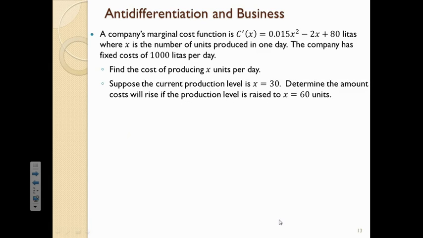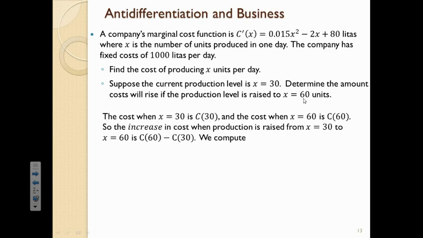Now, another application with this would be, suppose that you currently produce 30 units. The current production level is X is equal to 30. Determine the amount cost will rise if you raise production to 60 units per day. So when the production level is raised to X is equal to 60 units. Well, we started with the first derivative, the marginal cost, and we calculated the cost function. Well, we could just do a C of 60, right? To find out what the cost is when we do 60 units, and a C of 30 to find out what our current production level is.